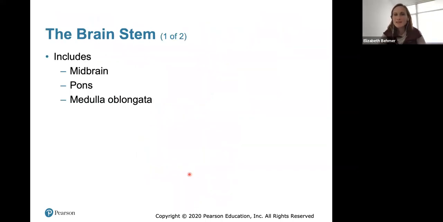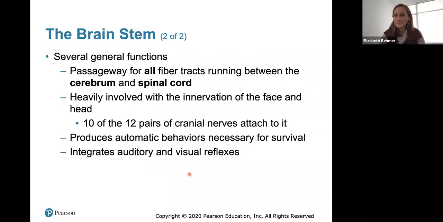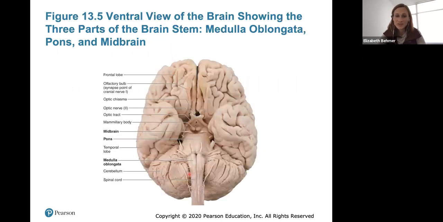So the brainstem is the midbrain, pons, and medulla oblongata. The general function of the brainstem is that it's the passageway for fiber tracts between the cerebrum and the spinal cord. It's heavily involved with the innervation of the face and head, where you have 10 of the 12 pairs of cranial nerves attached to it. It produces automatic behaviors, and it integrates auditory and visual reflexes.